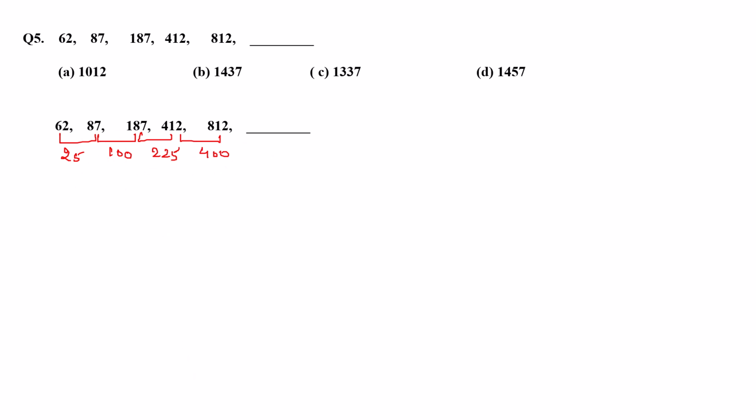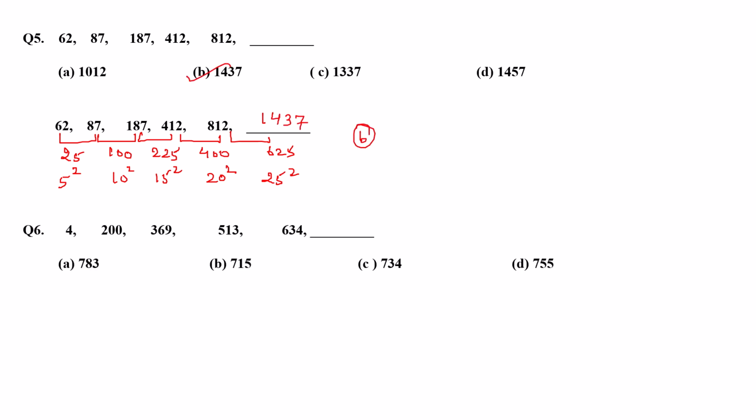Can you just think what are these numbers? Can I say these numbers are perfect square numbers? This is 5 square, this is 10 square, 15 square, 20 square. So 5, 10, 15, 20. So it means next will be 25 square. 25 square is 625. So it means in this number you have to add 625. And when you add it, you are going to get your answer as 1437, which is B option.